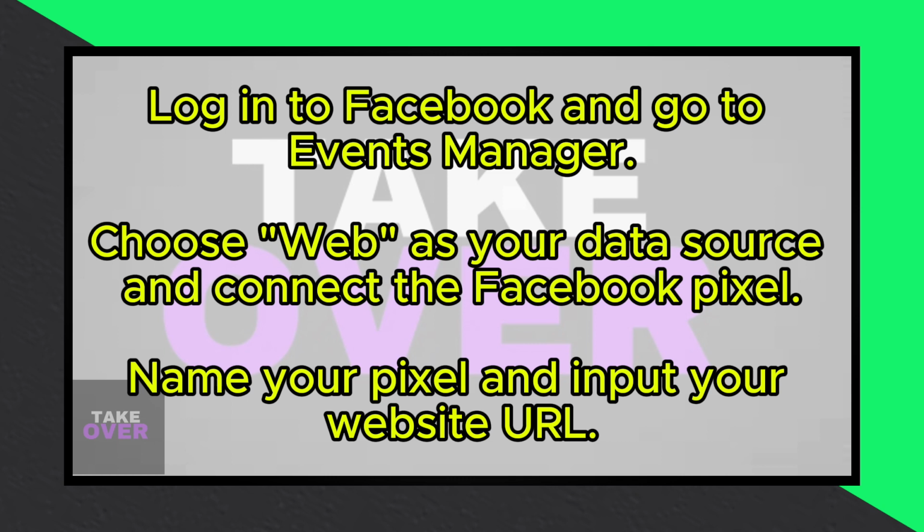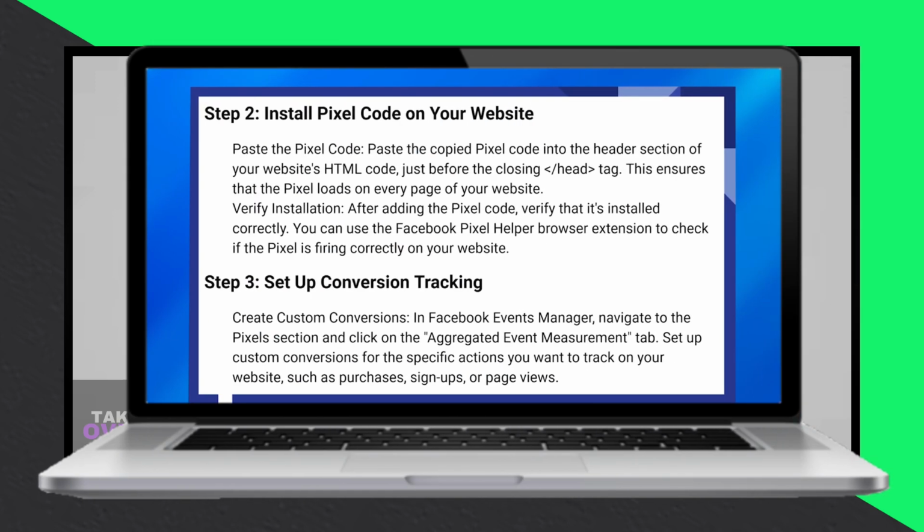Click on the Connect Data Sources button and choose Web as your source. Opt for the Facebook Pixel option and proceed to connect it. Give your pixel a name and input your website URL. After that, click Continue. You'll receive a pixel code snippet. Copy this entire code snippet provided.